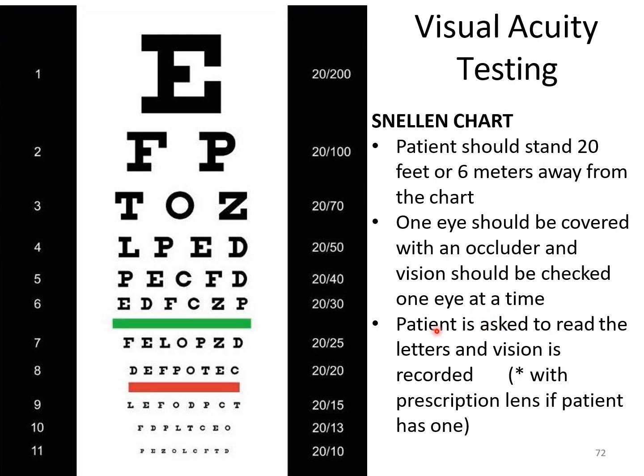So the patient is asked to read the letters and vision is recorded. Each letter represents a certain vision. The largest letter represents 20 over 200 and the normal vision is 20 over 20, meaning the distance of the chart, or the distance of the patient from the chart, is 20 feet or 6 meters.